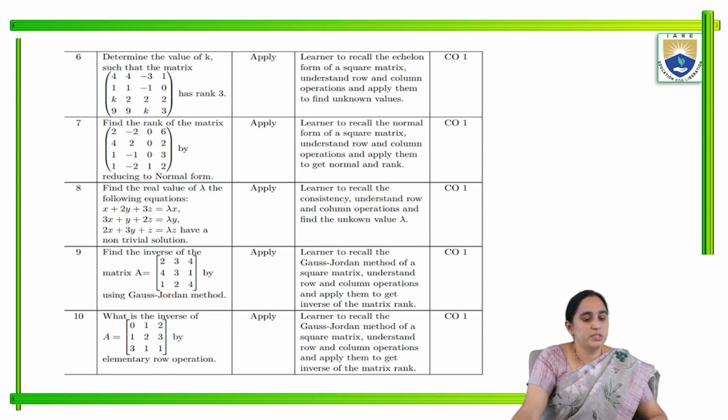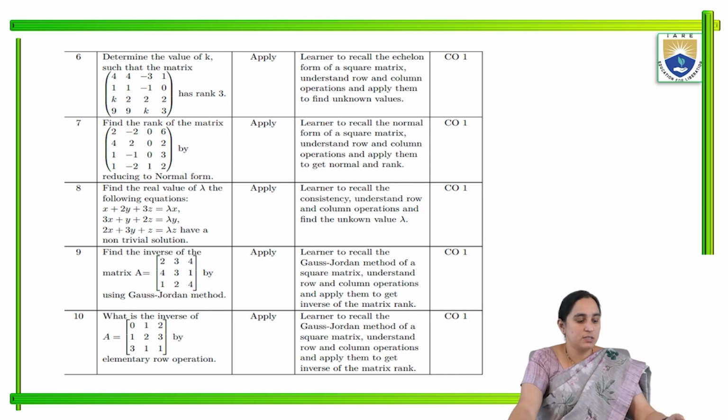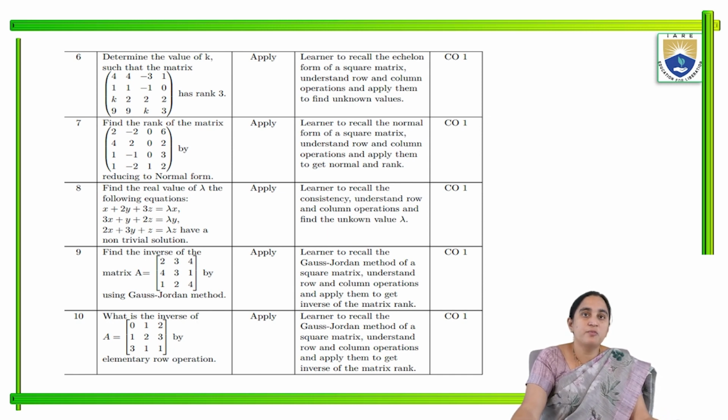Okay, next question. Find the rank of the matrix [2, -2, 0, 6; 4, 2, 0, 2; 1, -1, 0, 3; 1, -2, 1, 2] by reducing to normal form. Already we discussed what normal form is: reducing the matrix to identity with respect to the row and column operations.